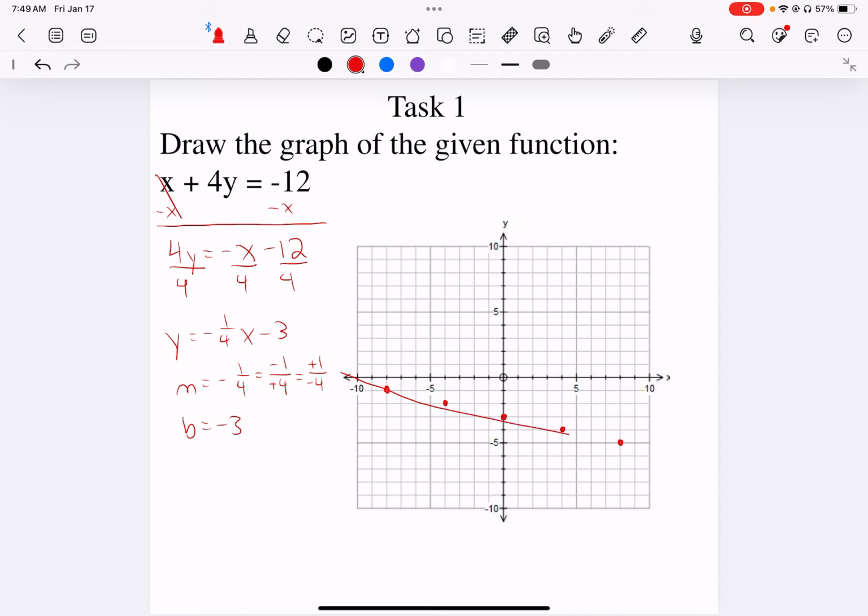Draw my line through the points. Put arrows at the end and label it. So I'm going to label it with the original x plus 4y equals negative 12.